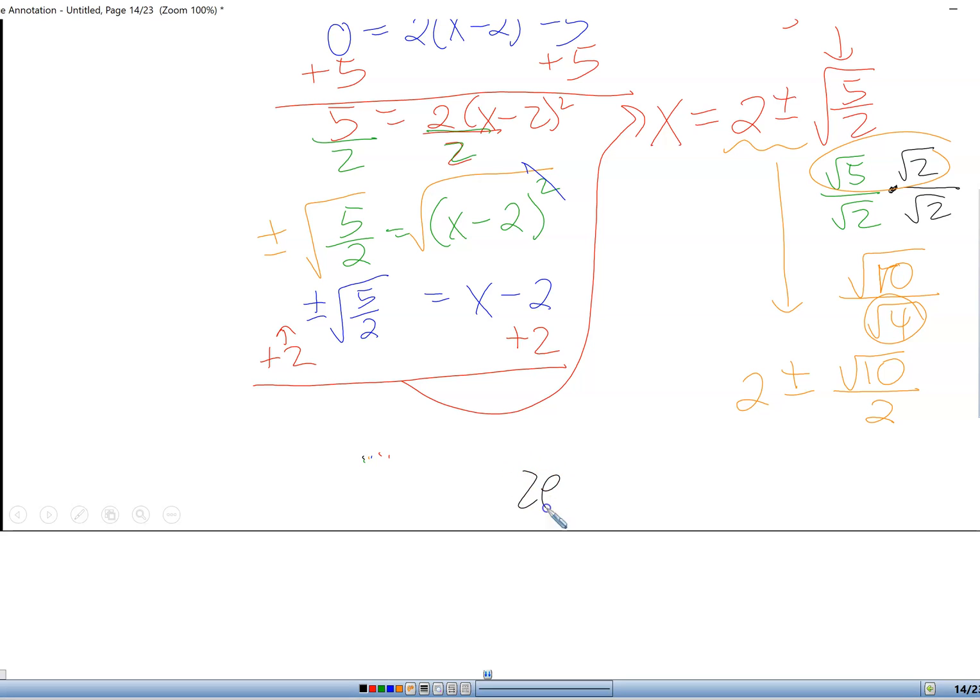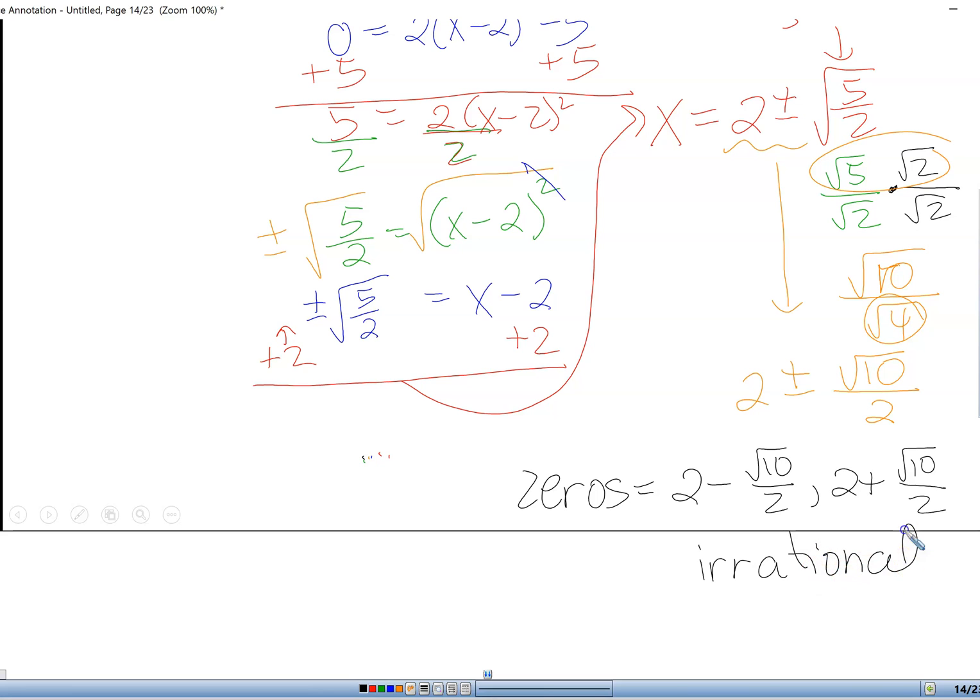So now we're going to make our conclusion. The zeros are 2 minus the square root of 10 over 2, comma, 2 plus the square root of 10 over 2. And there's no i, so they're not imaginary, but they do have a root still in them, that square root of 10. So that makes them both irrational. That finishes that one off.